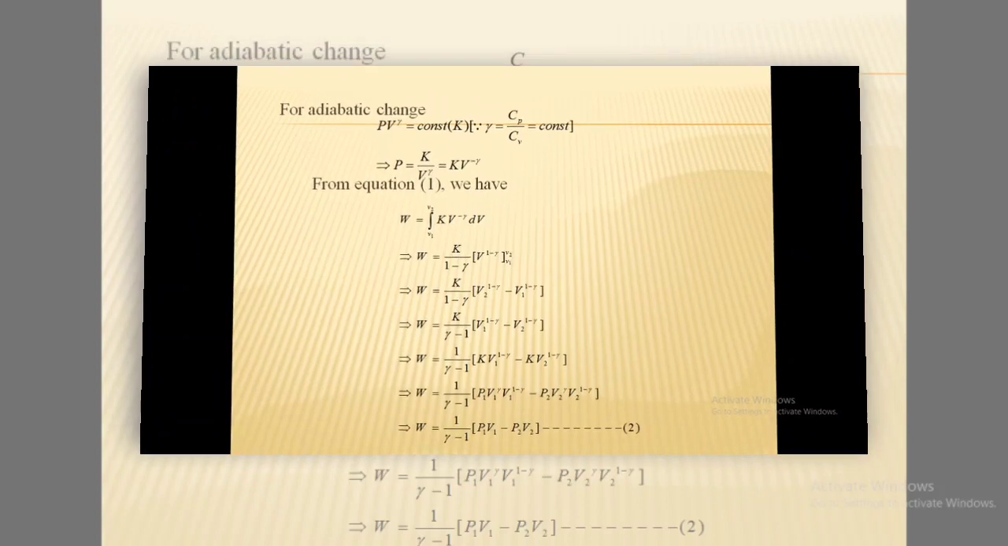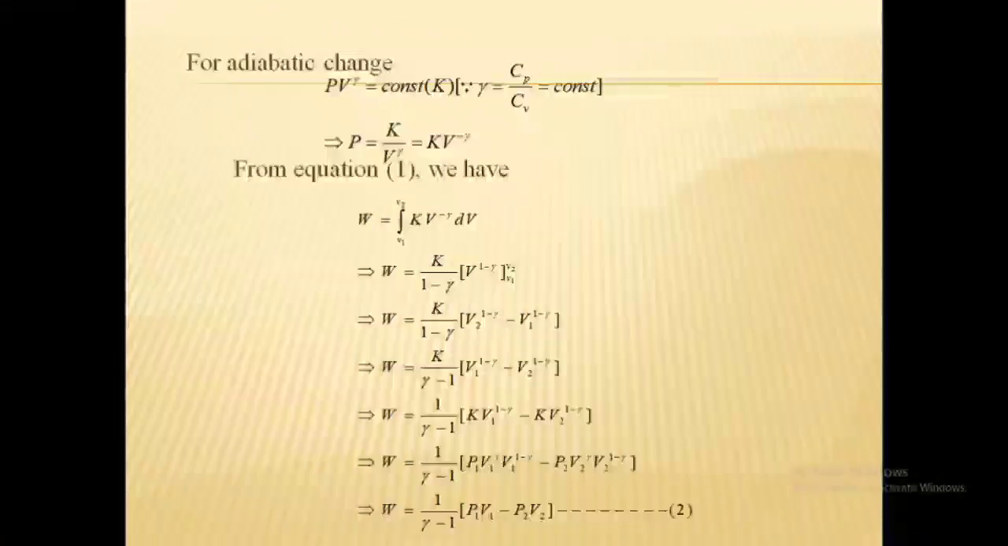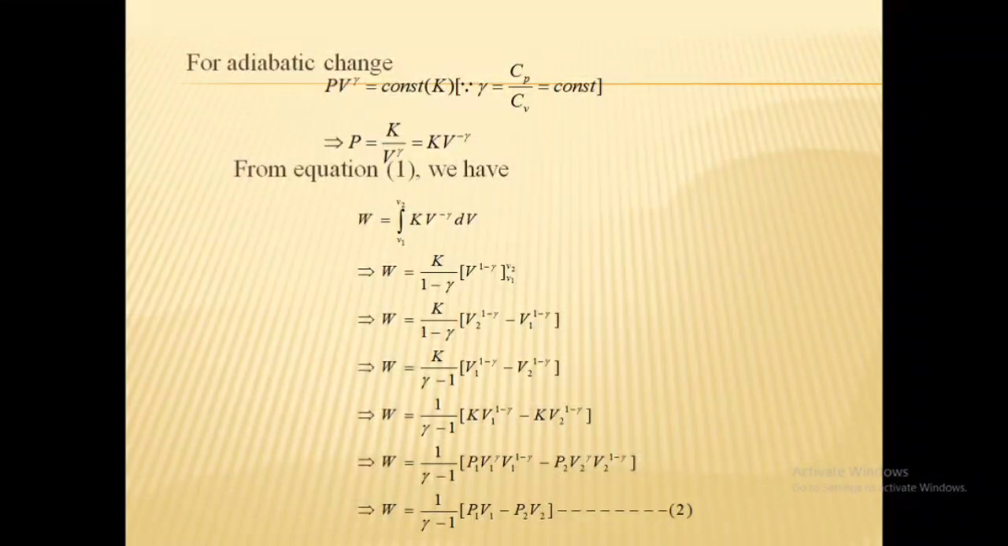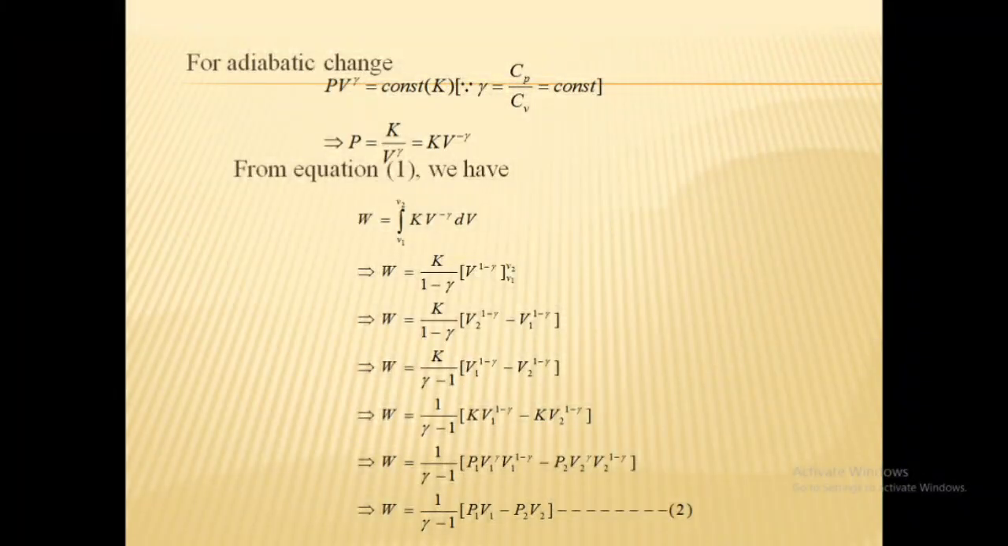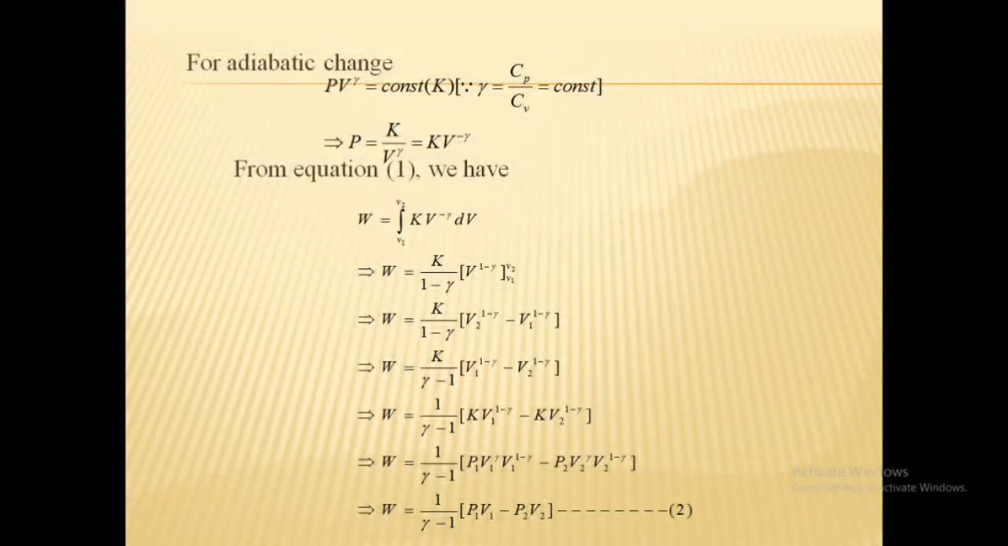Now for an adiabatic change, we know PV to the power gamma equal to constant, and suppose that constant is capital K. You can ask, what is gamma? Gamma is a constant and it can be written as Cp by Cv. We know what is Cp, we know what is Cv, and the ratio of Cp by Cv is called gamma. From the above equation, we can write P equal to K by V to the power gamma. That implies P equal to K V to the power minus gamma.